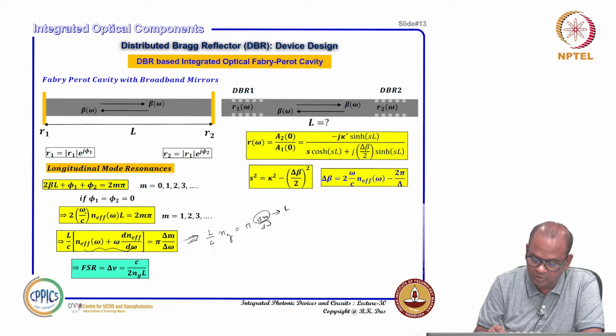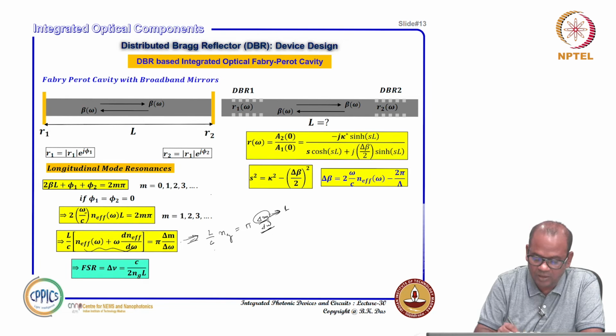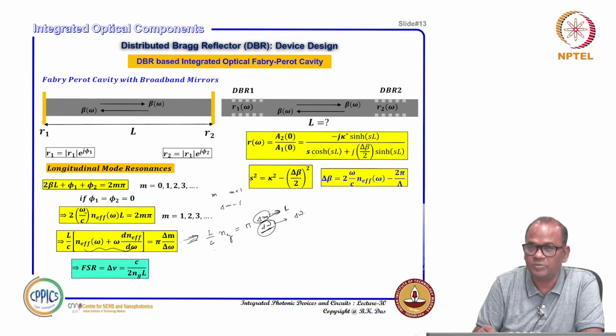Suppose I want to get delta omega, that is the separation in angular frequency between successive resonances. Successive resonance means if one is m, the next resonance is m plus 1. So if you subtract, delta m will be 1. Then this delta omega will be called the free spectral range in terms of angular frequency.